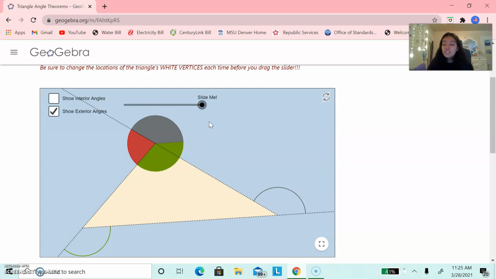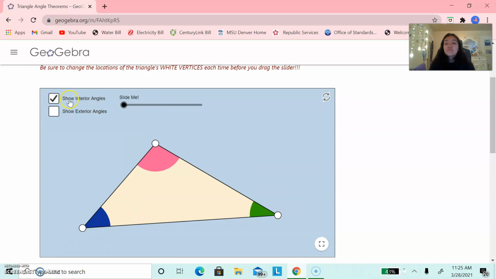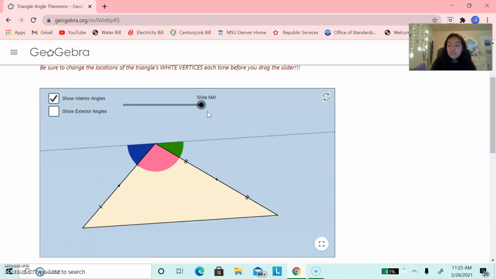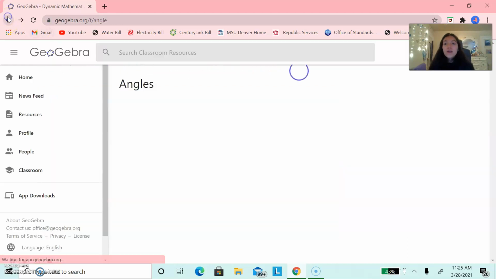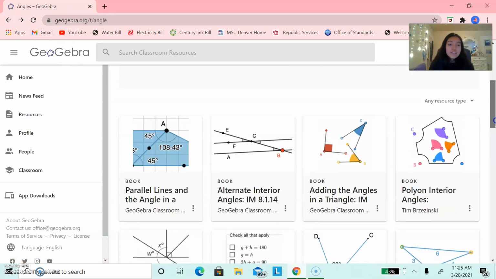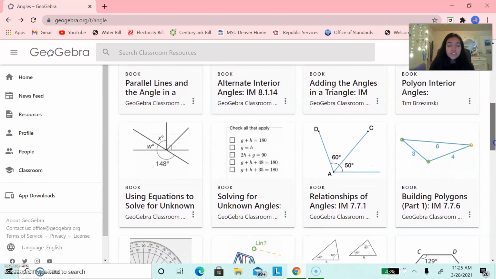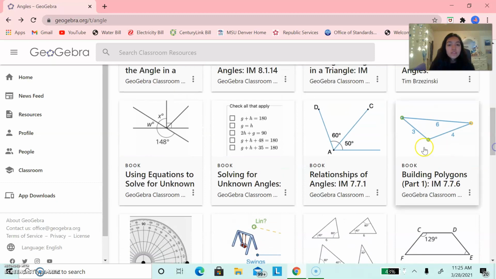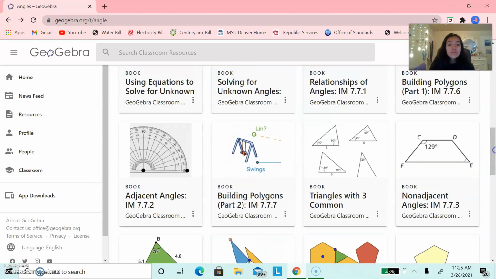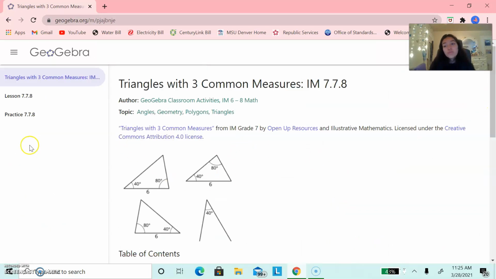There are so many activities and a lot of information that can be already familiar. Let's say a student already knows about the interior angles, but they want to know about the exterior angles. They can learn here. Also, let's say a student already understands the theorem. They could just do extra practice here. Triangles with 3 common. They can go here and do the practice here.